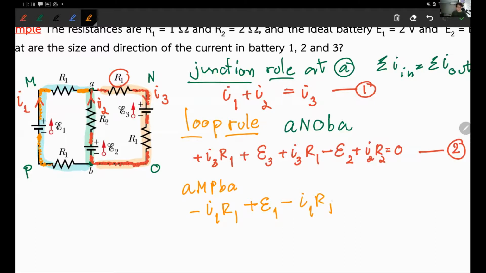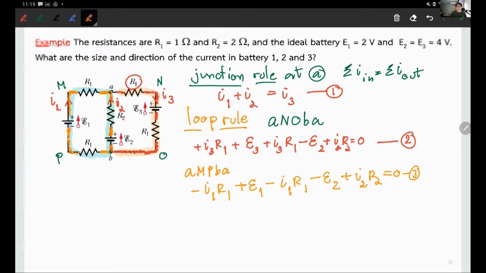Keep going. I'm at B, turn. See the negative ends of E2, so negative E2. Keep going up. Now I see R2 with the I2 pointing along with me. So that's positive I2 R2. Now I am back at A equal to 0. That's my third equation. That's it, guys. 3 equations, 3 unknowns. The rest, plug in the numbers, solve for the I1, I2, and I3. You will know the current flow in each portion of these circuits.